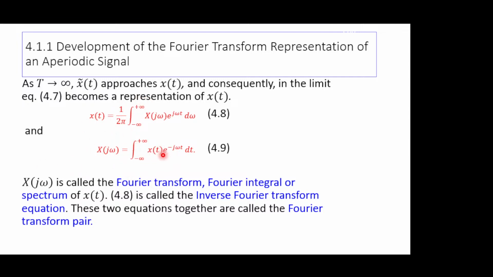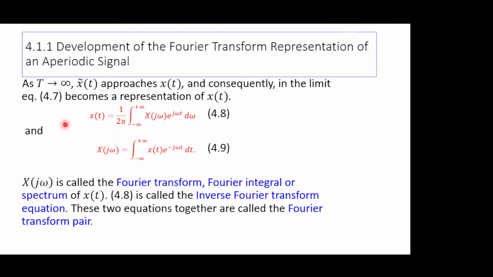Big X is x of t times the complex exponential, integrated, and x of t is big X times another complex exponential integral. You need to be a little careful. Here you are integrating over dt, and here you are integrating over d omega. And you need to remember big X is a function of omega, and small x is a function of t.